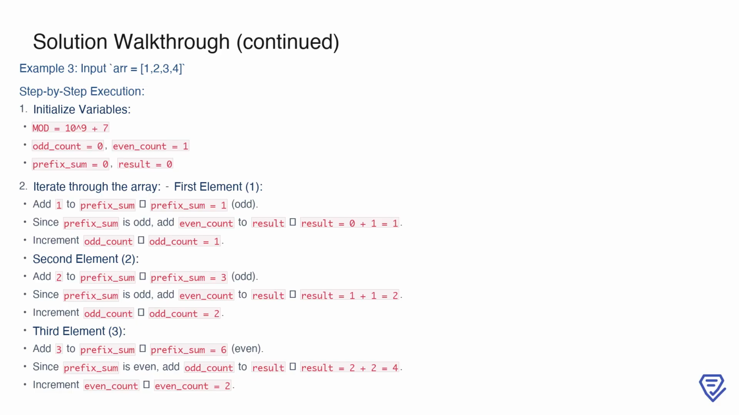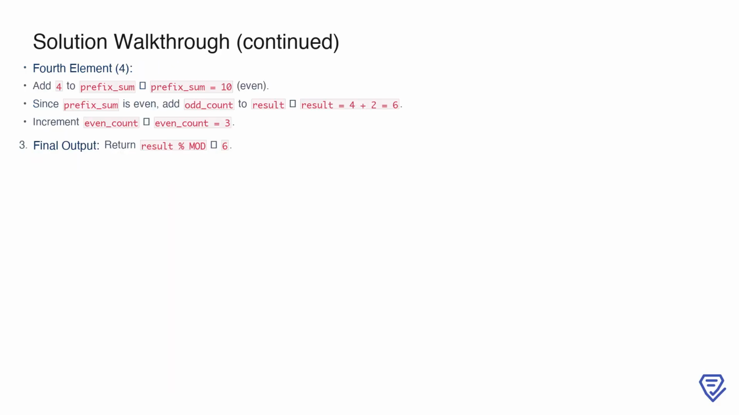For the third element, 3, adding it to prefix_sum updates it to 6, which is even. Since it's even, we add odd_count, now 2, to the result, making the result 4. We then increment even_count to 2. For the fourth and final element, 4, we add it to prefix_sum, resulting in 10, which is even. Since the prefix sum is even, we add odd_count, which is 2, to the result. This brings the result to 6. Finally, we increment even_count to 3. At the end of the iteration, we calculate the output as result modulo mod. For this example, the final result is 6.